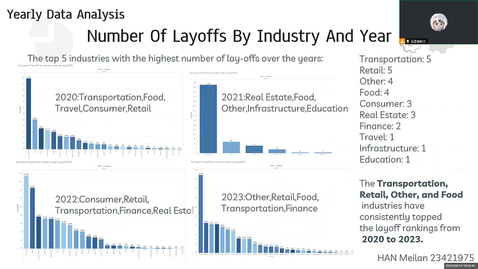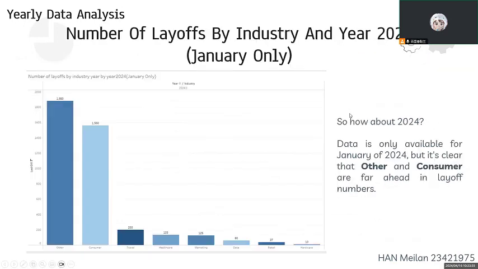We can see the top 5 industries with the highest number of layoffs over the years. The transportation, retail, other, and food industries have consistently topped the layoff rankings from 2020 to 2023. And then we see the number of layoffs by industry in 2024. We only have the January data, but it's clear that other and consumer are far ahead in layoff numbers.